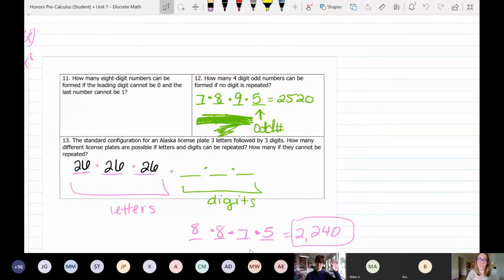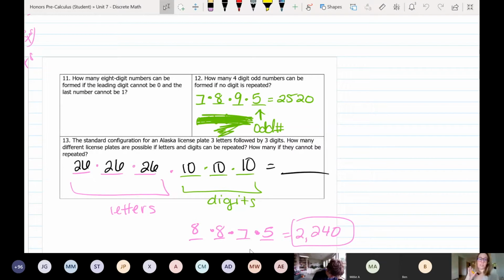Anyways, for the first blank, there can be 26 different letters because there are 26 possible letters in our alphabet. In the second spot, since we're allowed to repeat, we still have 26 letter options, and in the third blank, again, 26 letter options. Then going to the digits, as we discussed in problem number 12, there are 10 digits, 0 through 9, and it doesn't say we can't have 0 first. So there are 10 options for each of the three digits. Then we just multiply: 26 times 26 times 26 times 10 times 10 times 10. You guys can use a calculator for that.